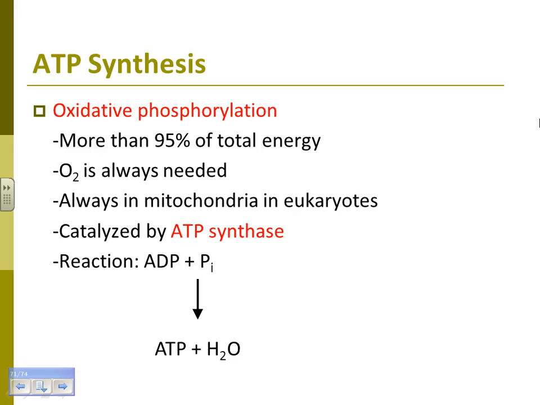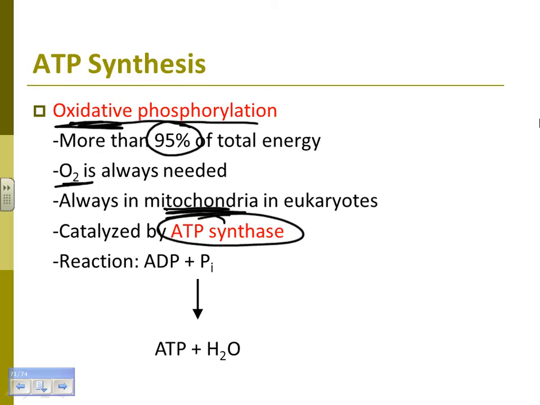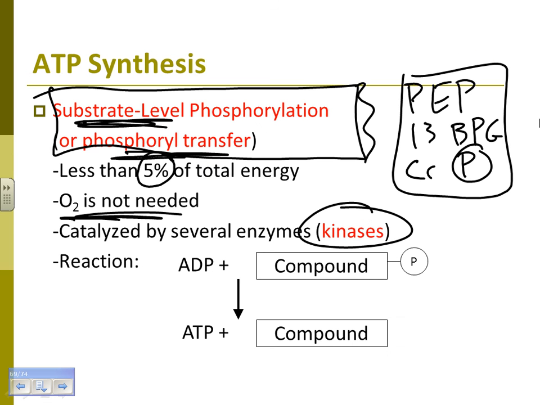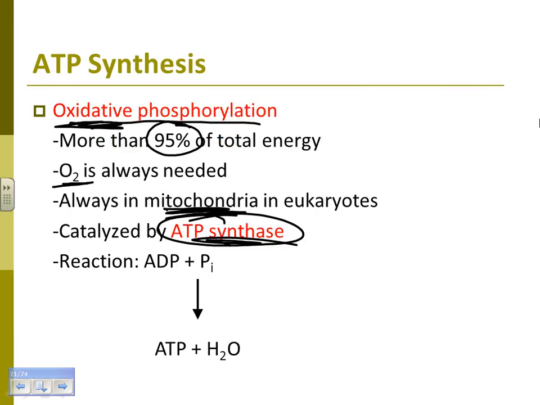The other way to make it, the much more popular way, 95% of it, is done by oxidative phosphorylation. So oxygen is always needed for oxidative phosphorylation. That's an easy way to remember it. This is done in the mitochondria, and the enzyme is ATP synthase. So who makes the most ATP? ATP synthase. I'm trying to think, it might have said this on another slide, but substrate level phosphorylation happens in the cytosol. So this one is in the cytosol versus mitochondria for oxidative phosphorylation.